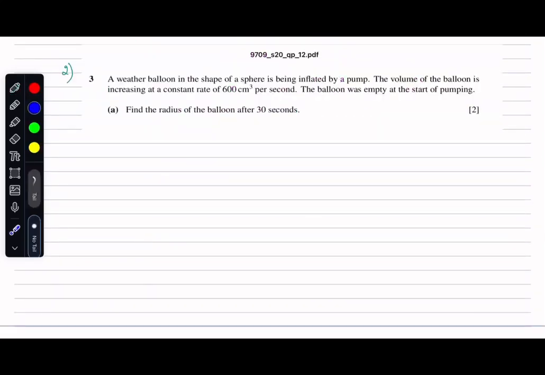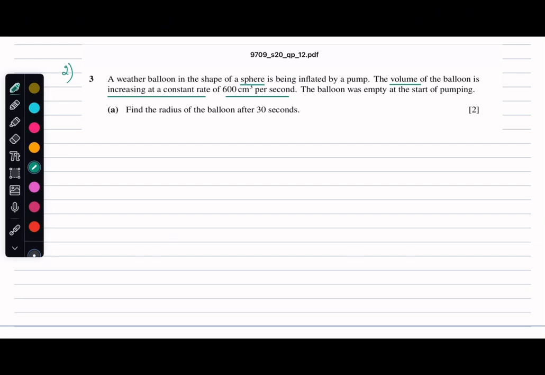The second question that I have chosen is from summer 2020, paper 1 variant 2, question number 3. The question says a weather balloon in the shape of a sphere, let's underline the keywords. It's the weather balloon, which is a sphere, being inflated by a pump. The volume of the balloon is increasing at a constant rate of 600 centimeter cube per second. The balloon was empty at the start of the pumping, meaning when time is 0, the volume was also 0. Find the radius of the balloon after 30 seconds.